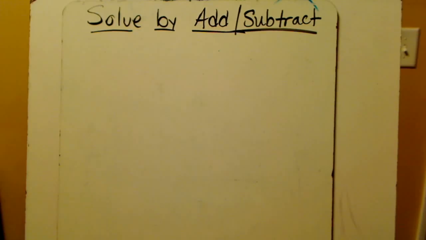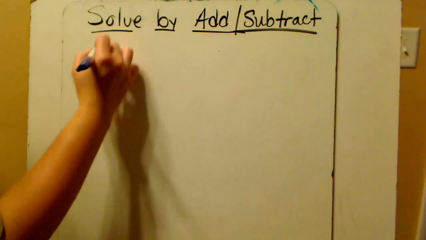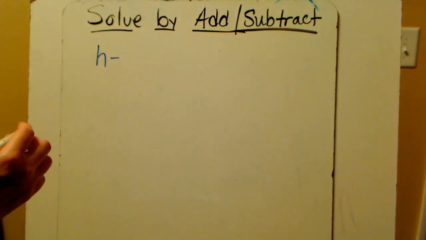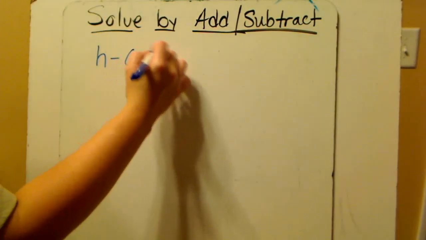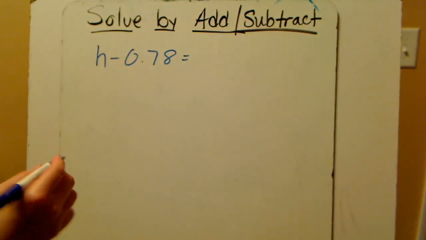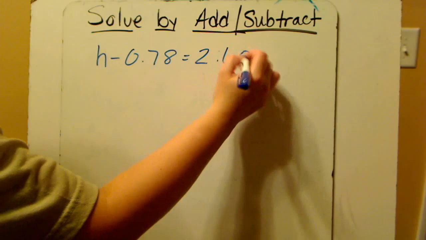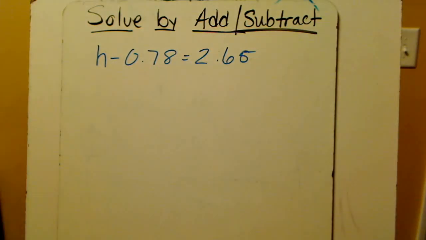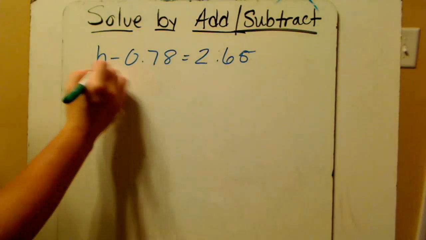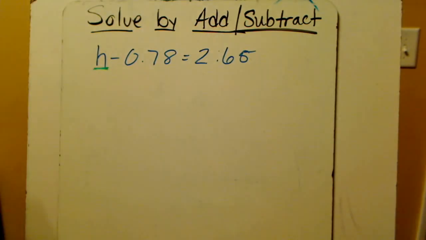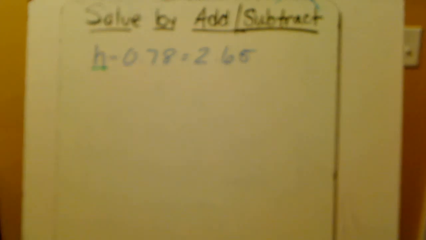So the first one I want to give you is h minus 0.78 equals 2.65. Okay, this is a subtraction problem. That really means absolutely nothing. We want to get the variable by itself, so we're going to isolate the variable. Sometimes I like to underline my variables or put them in a box so that I know they need to stay put. Only move them if I absolutely have to. So everything else needs to be moved over to the right-hand side of the equation.